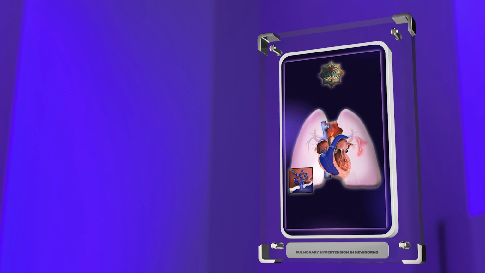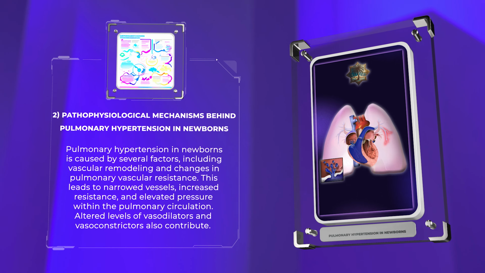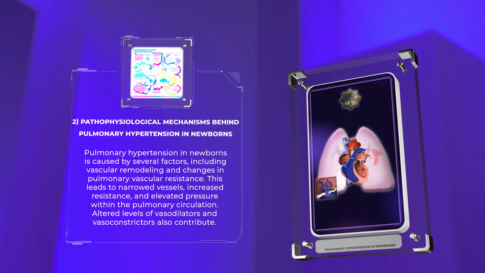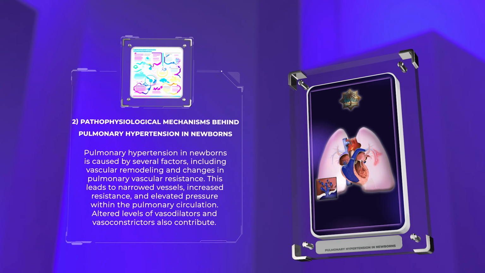Pulmonary hypertension in newborns is caused by several factors, including vascular remodeling and changes in pulmonary vascular resistance. This leads to narrowed vessels, increased resistance, and elevated pressure within the pulmonary circulation. Altered levels of vasodilators and vasoconstrictors also contribute.